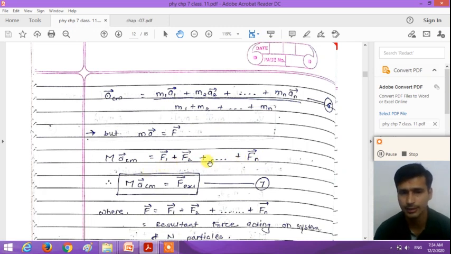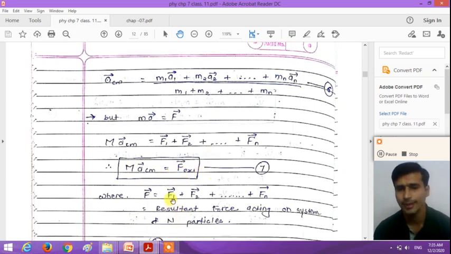So the resultant external force, the sum of all the external forces acting on the body, f1 plus f2 up to fn, we take as F external. So we get M into ACM is equal to F external, where F external is equal to F1 plus F2 up to Fn, the resultant force acting on a system of n particles. So we can say that the resultant force acting on the system of n particles is equal to the product of the total mass of the system and the acceleration of the center of mass. This statement is called Newton's second law for the system of n particles.